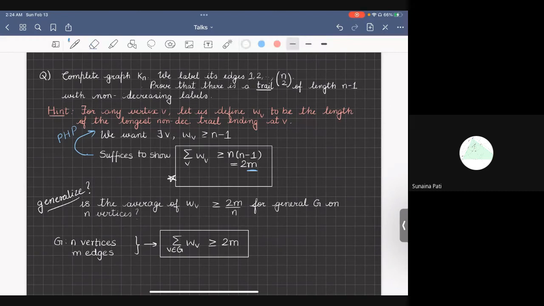But what really helped actually was to induct on m. So that's what really helped me. But yeah, that's a good observation, that we're saying that the average of W_V is at least as much as the average of D_V. But I'm not sure how to exactly relate the two together.